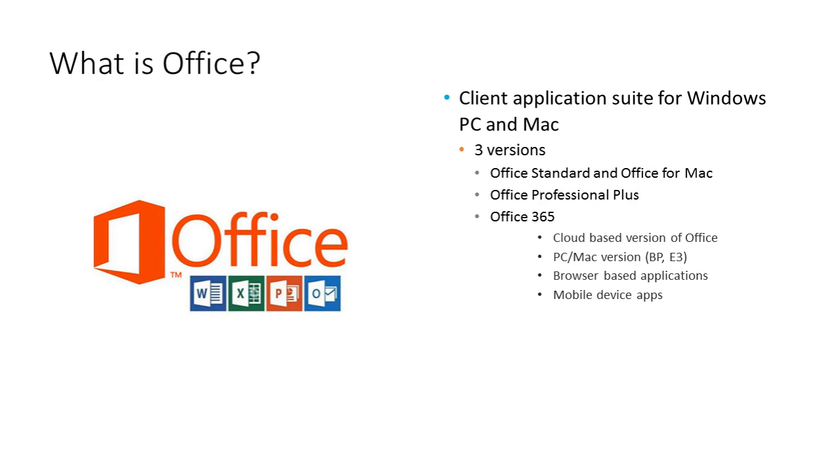A little bit about what Office is. Office is a client application suite for Windows PC and for Mac. Currently we have 3 versions of Office. One is the Office Standard, which is available for both Windows and Mac. Then we have the Office Professional Plus, and the third one, which is what we are talking about today, is the cloud offering, that is Office 365.